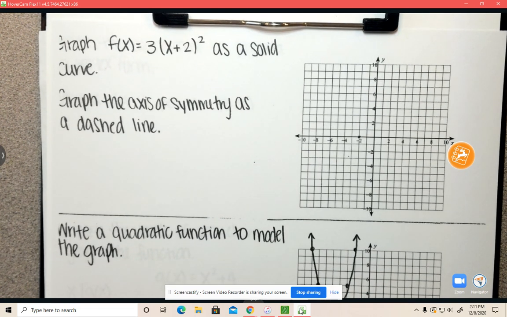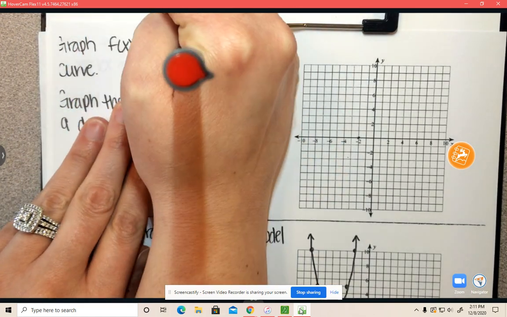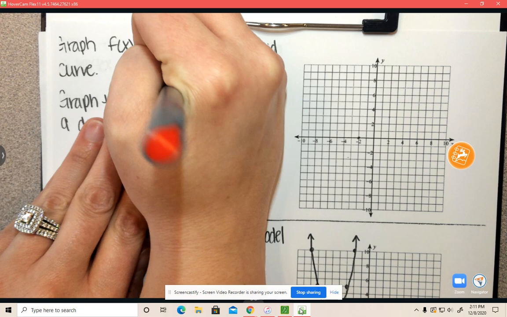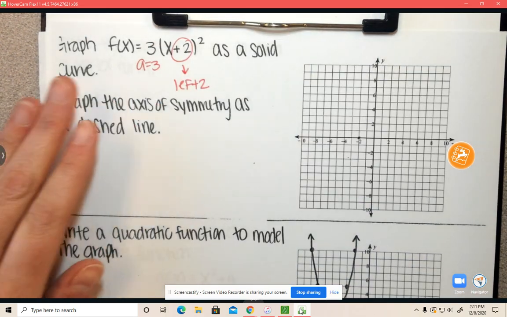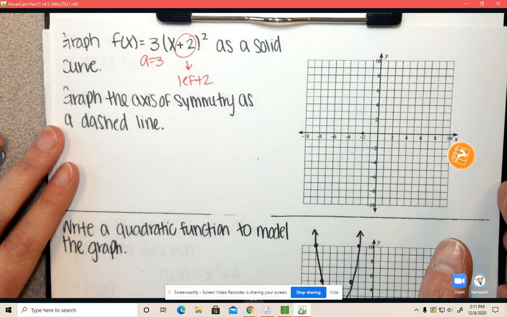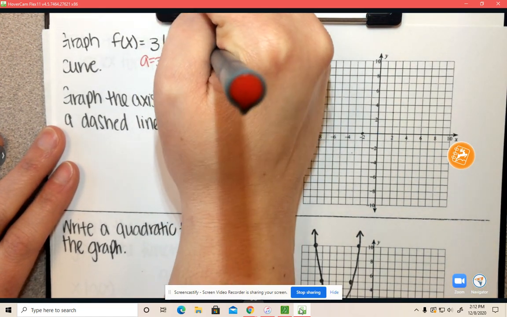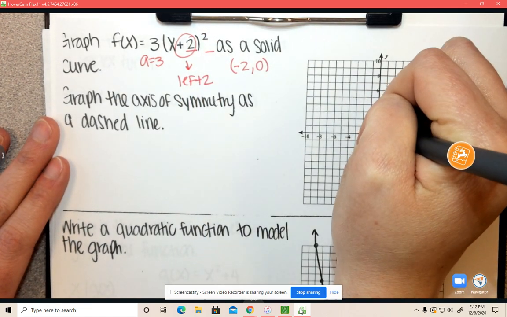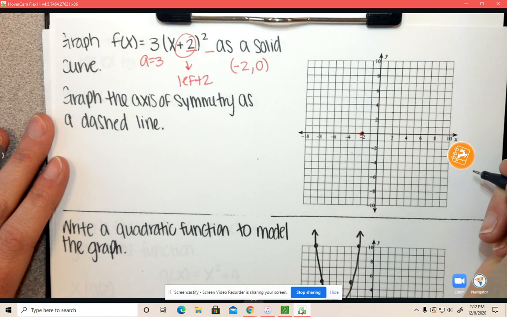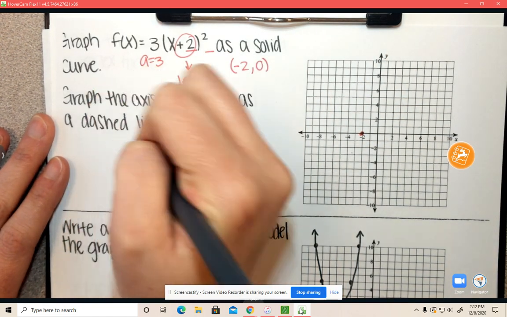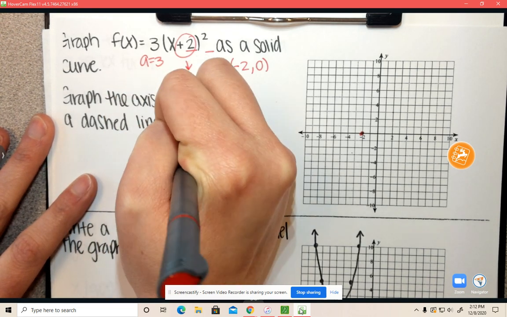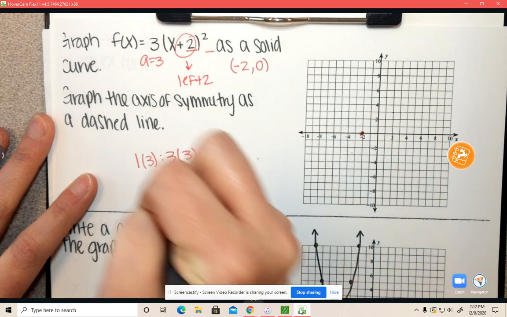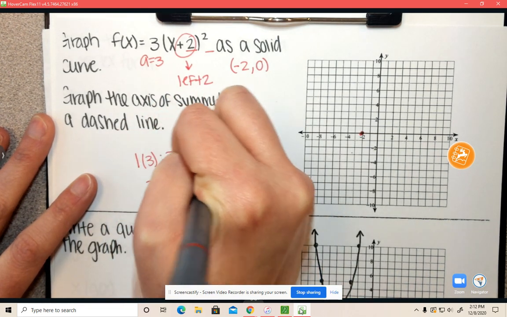Now, the next one is asking us to graph this quadratic function and then graph the axis of symmetry. So let's look at what we've got here. A is 3, and then our H is positive 2. So that means that we're moving left 2. H is 2, K is 0. So our vertex is -2, 0. So -2, 0 is there. And our A is 3. So 1 times A, 3 times A, and 5 times A. So that's 3, 9, and 15.